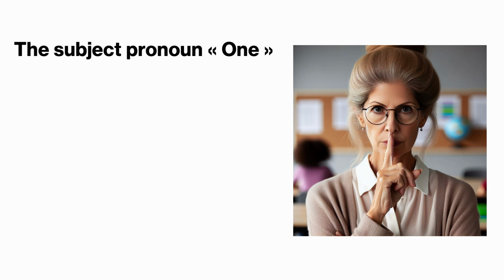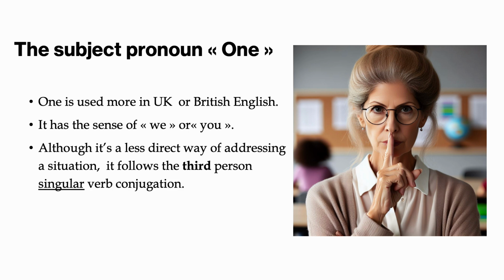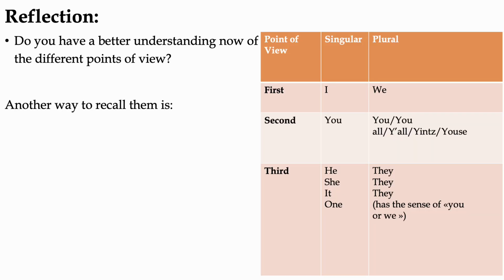The subject pronoun one. One is used more in UK or British English. It has the sense of we or you. Although it's a less direct way of addressing a situation, it follows the third person singular verb conjugation. One speaks only when spoken to. Means you be silent. Do you have a better understanding now of the different points of view?